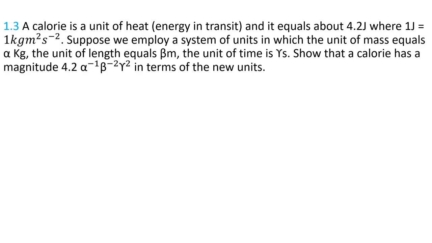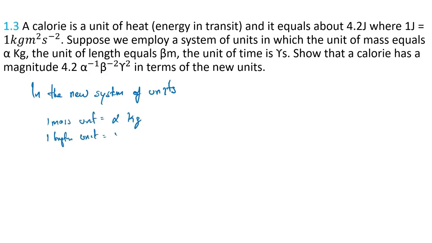Suppose we employ a system of units in which the unit of mass equals alpha kilogram, the unit of length equals beta meter, the unit of time is gamma second. Show that a calorie has a magnitude of 4.2 alpha raised to the power of minus 1, beta raised to the power of minus 2, gamma raised to the power of 2 in terms of the new units. So here we have to find the magnitude of joule in the new system of units. In the new system, unit mass equals alpha kilogram, unit length equals beta meter, and unit time equals gamma second.